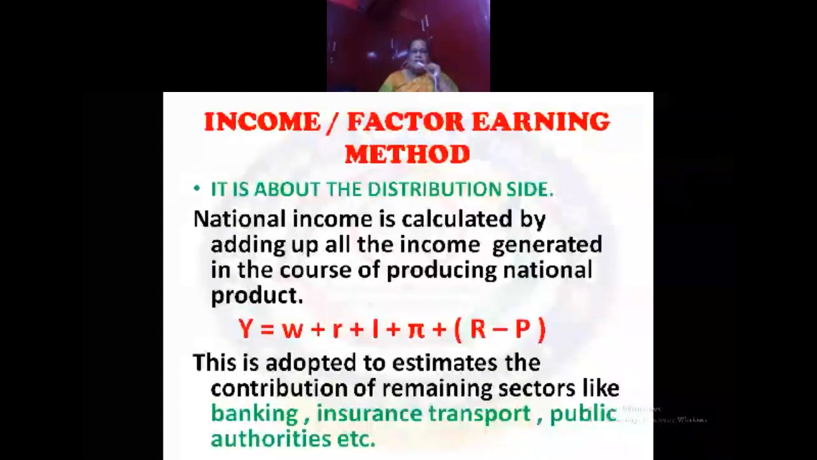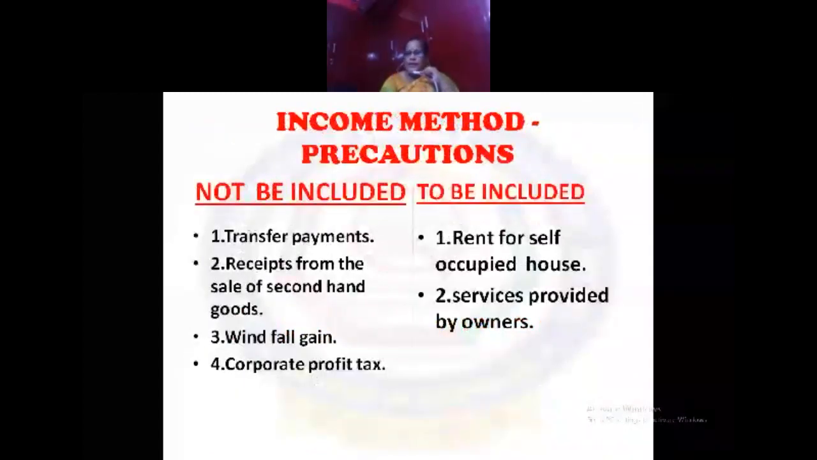The calculation: national income is calculated by adding up all the income generated in the course of producing national product. Y is equal to W plus R plus I plus Pi plus X minus M. Y is income, you know already. W is wages, R denotes rent, I denotes interest, Pi denotes profits, capital X denotes exports, and capital M denotes imports. Now, let us see what is to be included in income method.